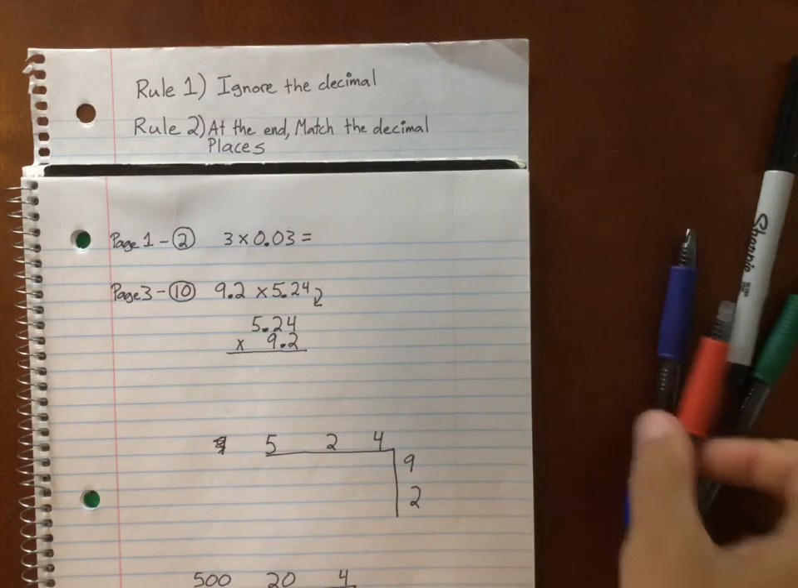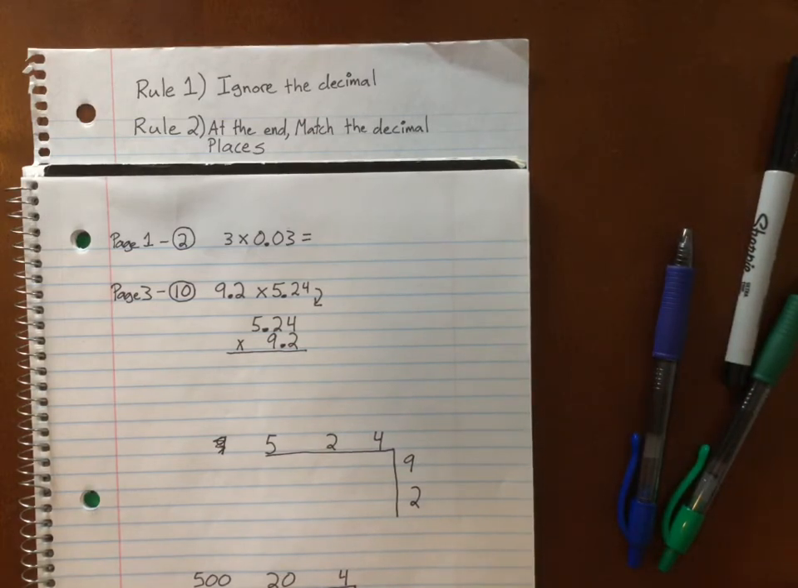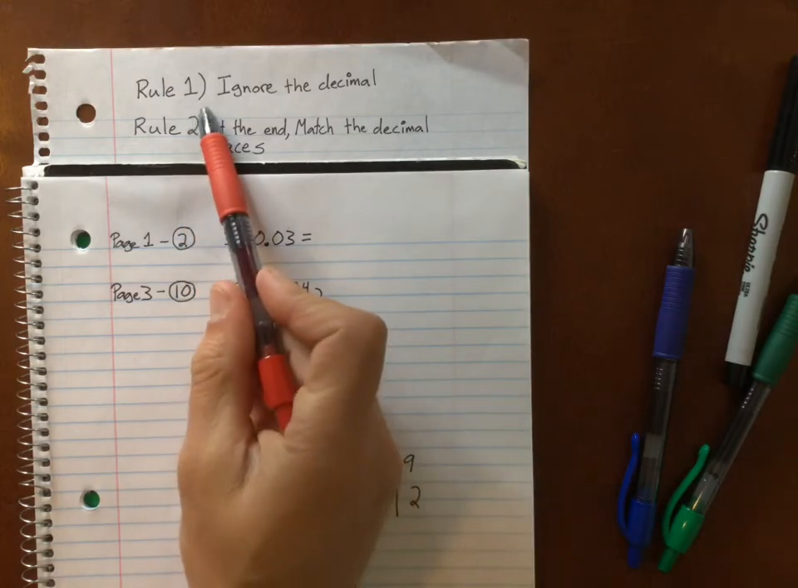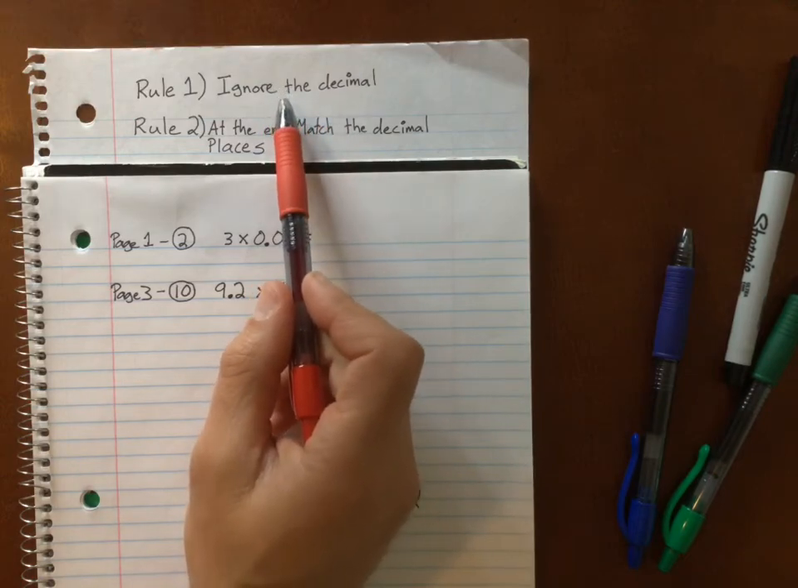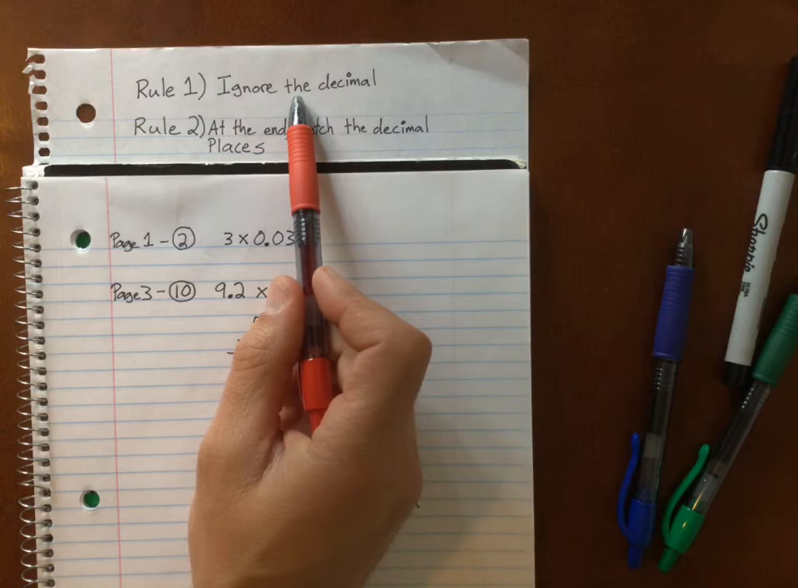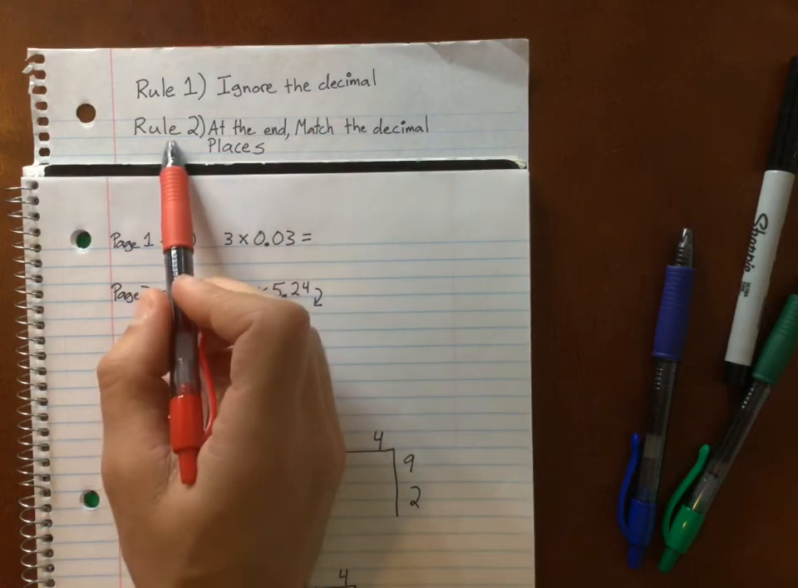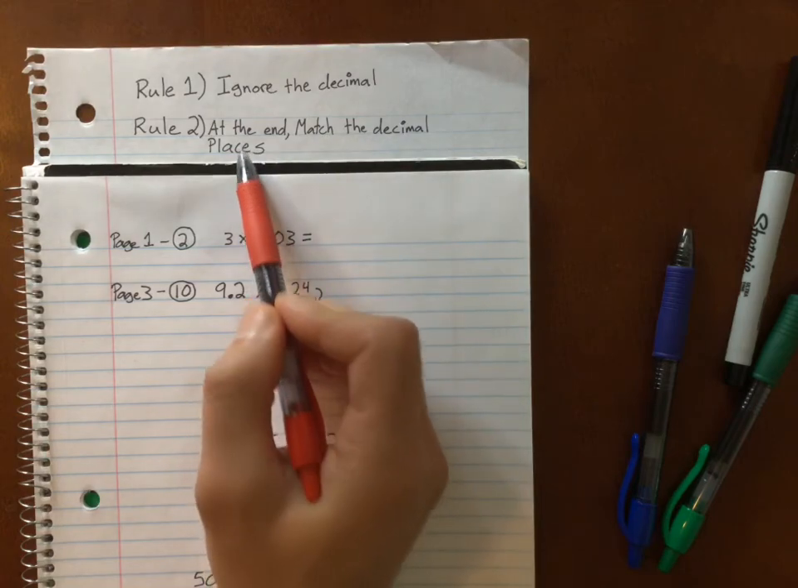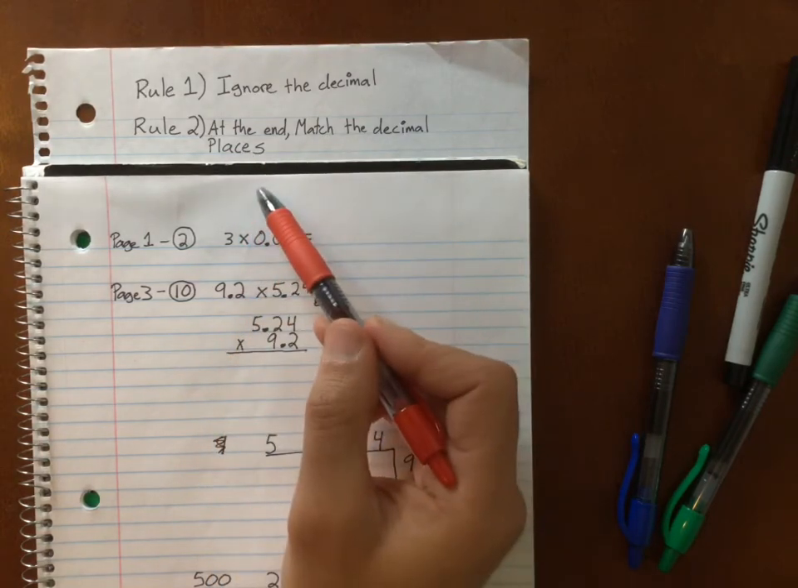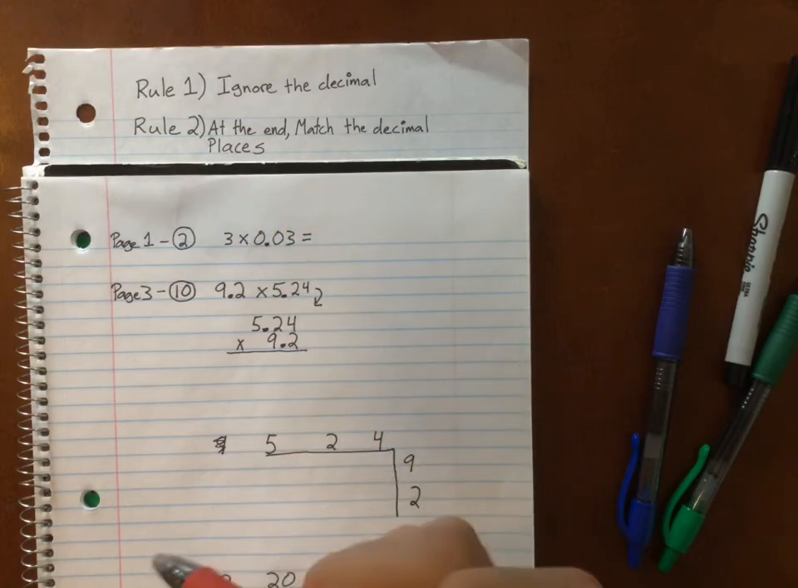Now, regardless of whichever strategy you end up using, there are two basic rules to follow when you're multiplying decimals. Rule 1 is ignore the decimal. Not completely, but at least until you have your answer, pretend it isn't there. Rule 2 is, at the end, match the decimal places. What we mean by that is that after you have your answer, you need to make sure that your answer has the same amount of numbers behind the decimal as are in the question. And we'll show more examples about that.